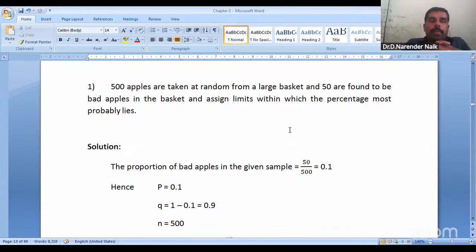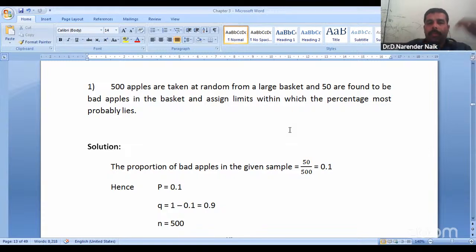But after the purchase is completed, after reaching home, you pick up the apples one by one. In the downside or in the middle, there will be some bad apples. After counting all the apples, we found 50 bad apples. Then we have to assign the limits. Assign the limits means in which tray these 50 bad apples lie.